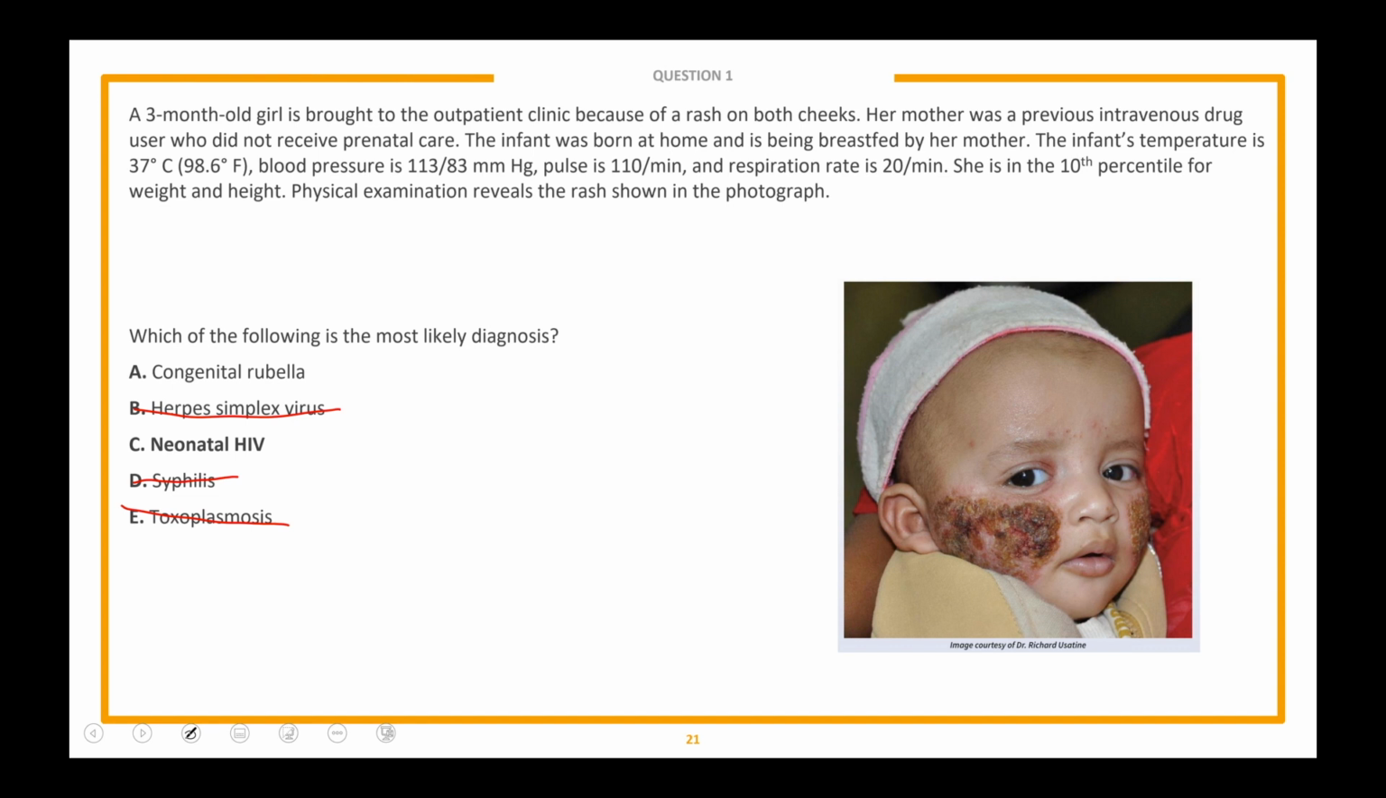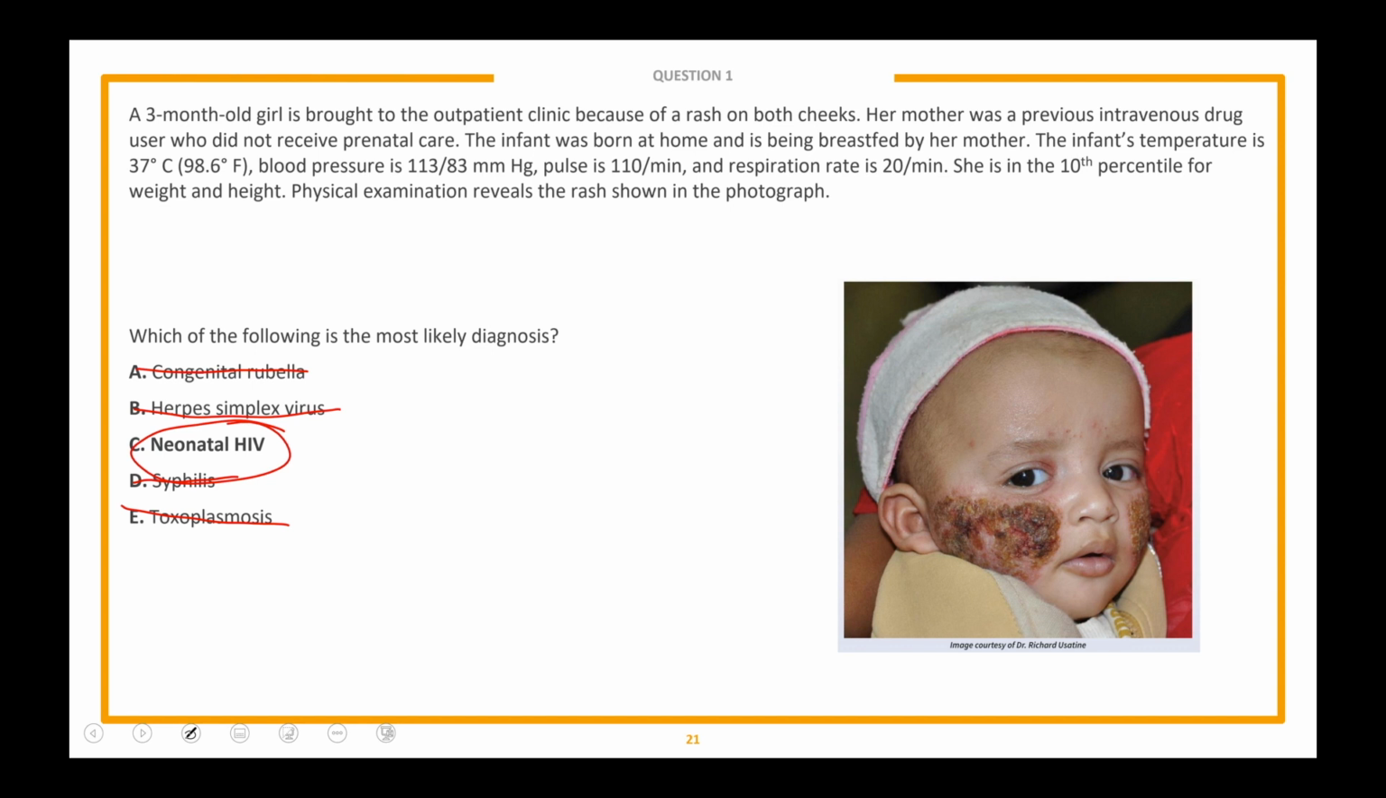And then A, congenital rubella. Keep in mind that classic triad they talk about: deafness, cataracts, patent ductus arteriosus. Nothing given to us about that. So the best answer choice here would be picking up that this patient has some sort of immunodeficiency, likely neonatal HIV, given the mother's risk factors from the vignette.